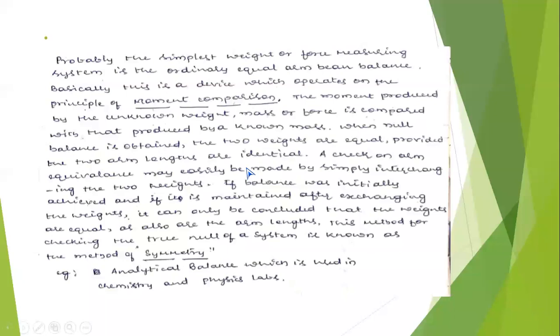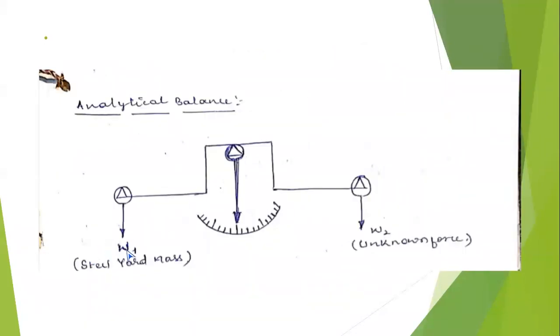And here the very important thing is the symmetry. What is the meaning of symmetry? That is nothing but W1 and W2 should be equal.